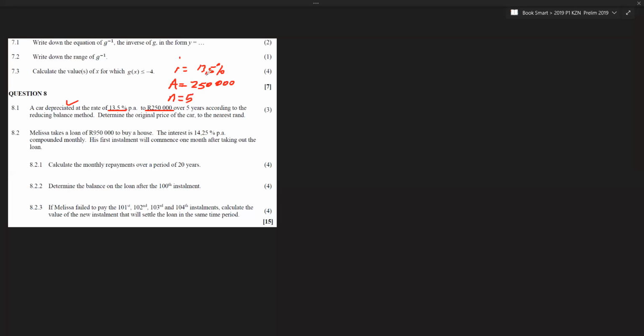Here I was dividing by 1, here I have to multiply by 1, which is also not going to make an impact, so I'm not going to show that. The remaining thing that they're going to ask me is P, according to the reducing balance method. Remember, reducing balance method is compound decay, it's compound depreciation. So it's this one. Then they say determine the original price of the car, which is the P, to the nearest rand. So we shouldn't have a decimal here.